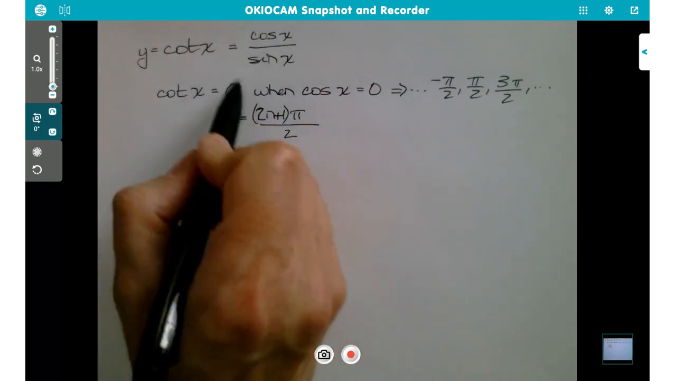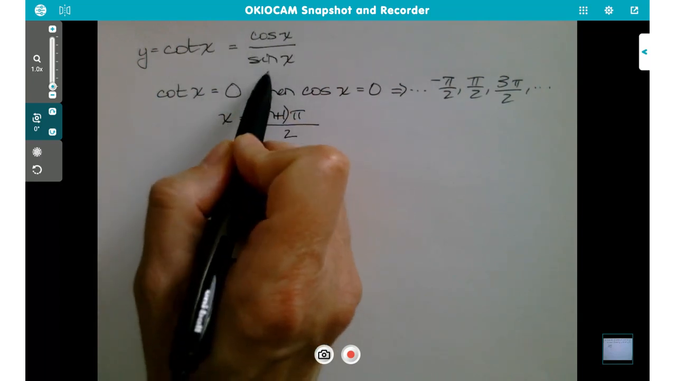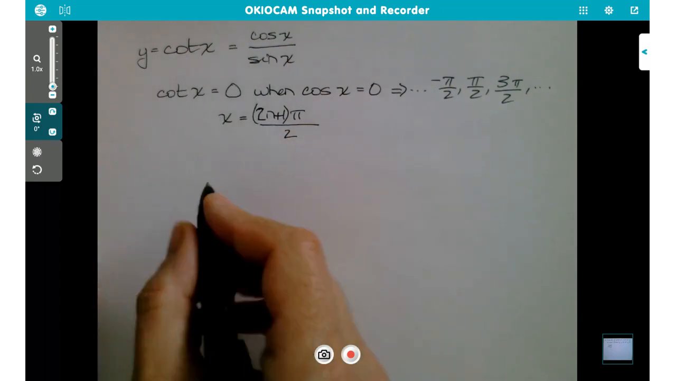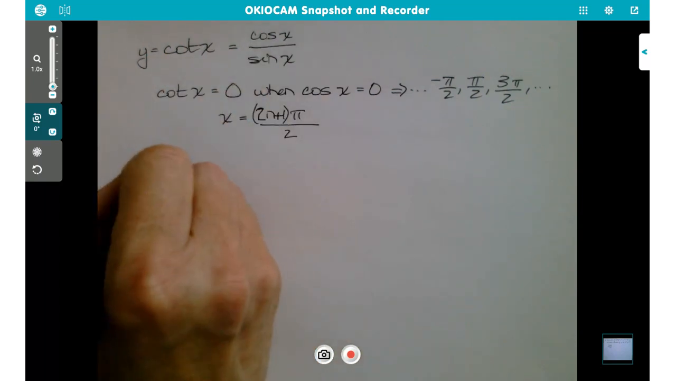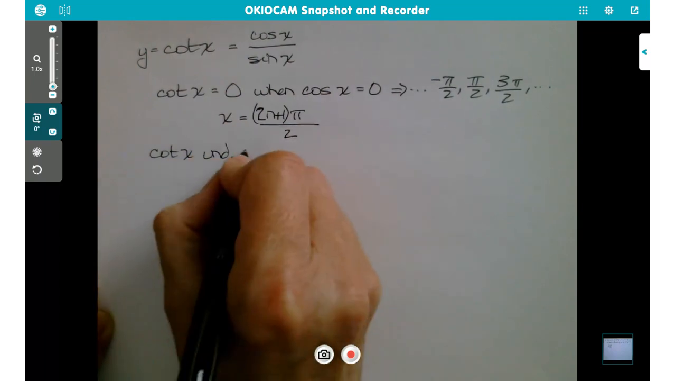When the denominator is 0 and the numerator is not in a fraction, I'm going to get a vertical asymptote because my function is undefined. So my cotangent function is undefined when the denominator is 0.